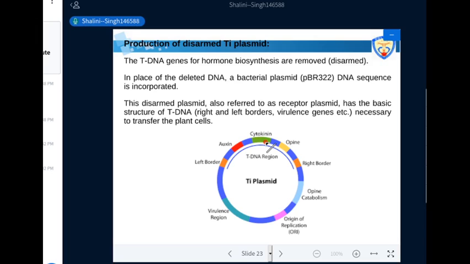This TI plasmid, also referred to as the receptor plasmid, has the basic structure of tDNA necessary to transfer into plant cells. This is the primary basic structure of this TI plasmid with origin of replication, opine catabolism genes, virulence genes, opine synthesizing genes, and auxin and cytokinin genes.